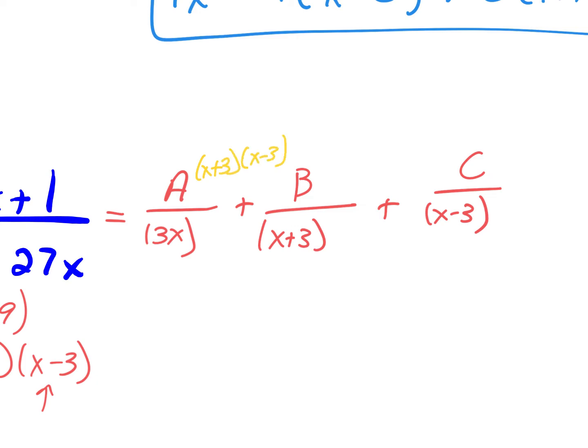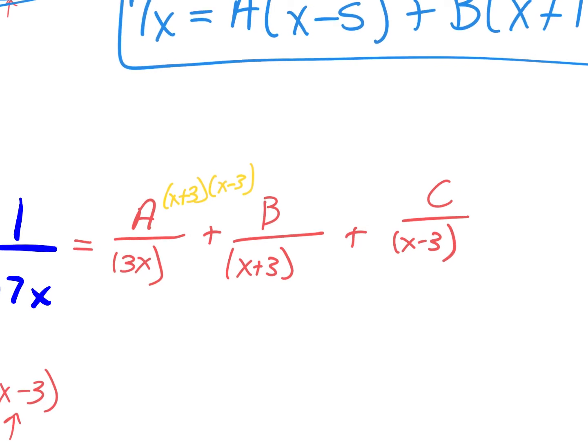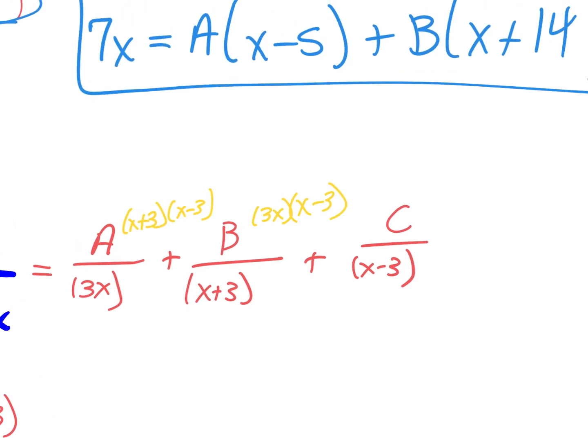Good. B has x plus 3. What is it missing? 3x and x minus 3. Just your setup might be different than mine. And then the C has the x minus 3, so it's missing the 3x and the x plus 3. Correct?